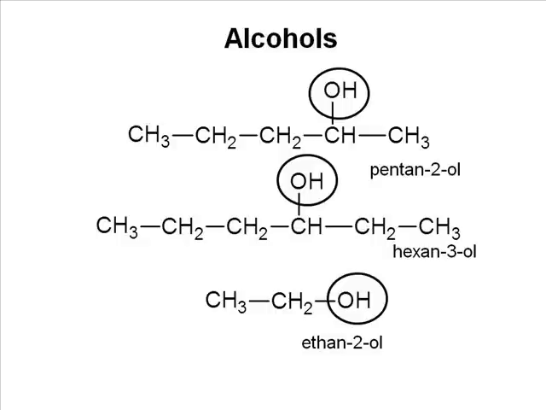Alcohols. Right, recognise these babies. They've got an OH sticking out of them. You just look round any molecule. If you see that OH, you know it's an alcohol. It's going to end in ol. Okay, we number from whatever side is going to give us the smallest number. The first one there, pent-2-ol, because it's coming off the second carbon from the right-hand side. We've got hex-3-ol and ethan-2-ol. Alcohols. We'll learn some more about the properties later as well.